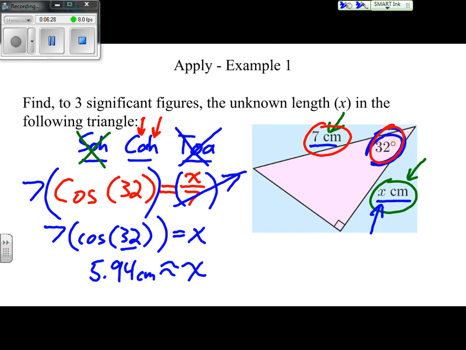5.94, and that is centimeters because we are finding a length of our triangle. Again, that's rounded correct to 3 significant figures. All right, and then if we look at it, it should certainly be less than the hypotenuse that we had, which was 7, and it is less than it, but not a ton less than it so that it looks ridiculous. So that seems like a reasonable answer based on the picture and what we know about triangles in general.